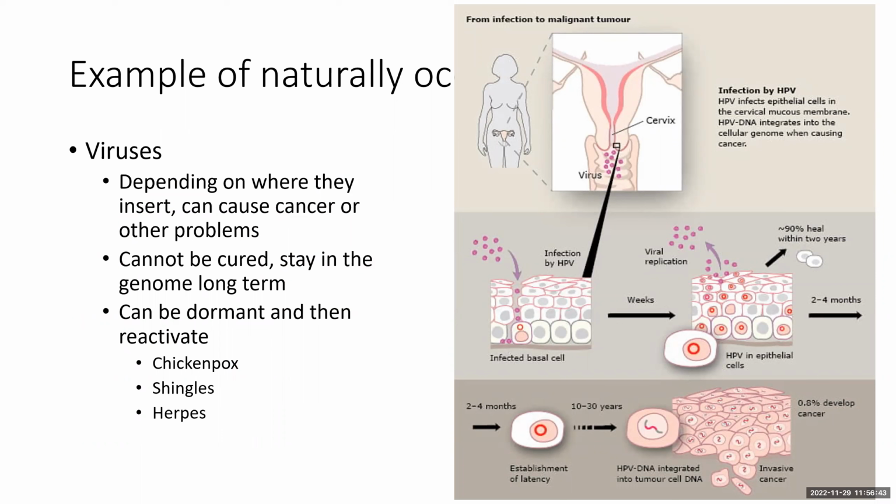Because viruses can insert themselves into the genome, some of them are more likely to insert themselves in locations that cause cancer than others. Because of HPV's sequence, it's very likely when it does insert that it disrupts the way cells grow, causing specifically cervical cancer. This is a big problem because it also means that it cannot be cured. The only way to remove it is to cut out all of the infected cells.